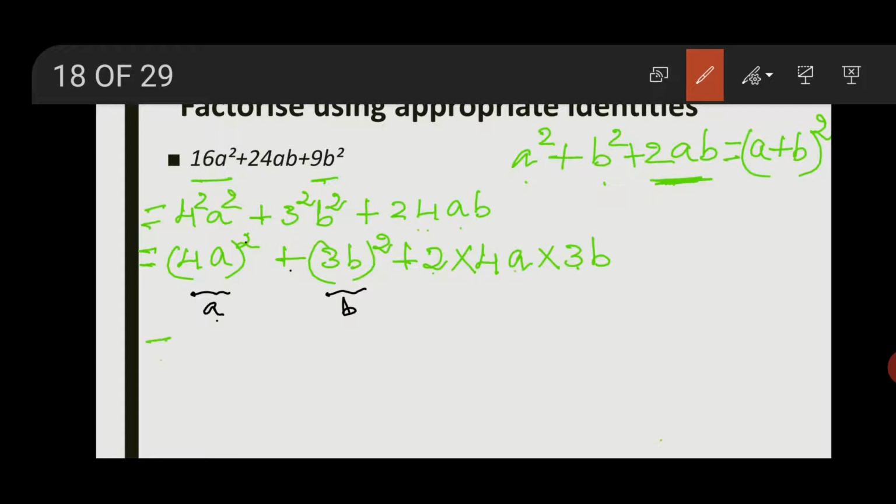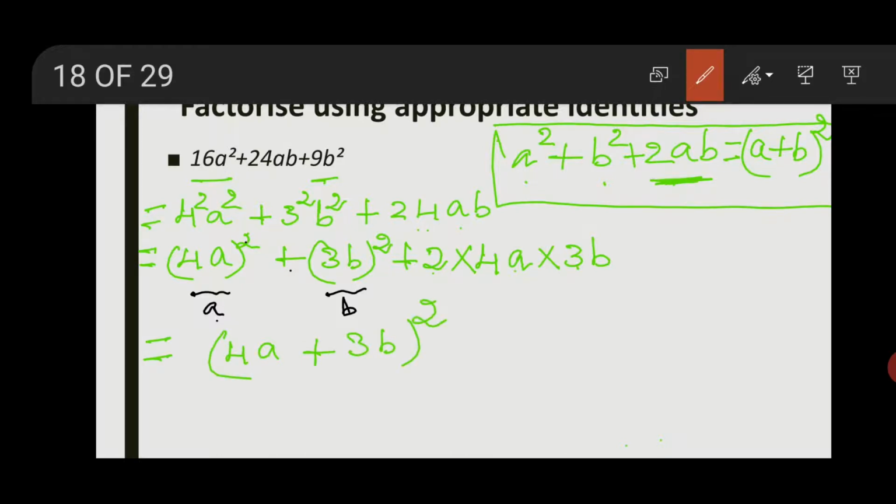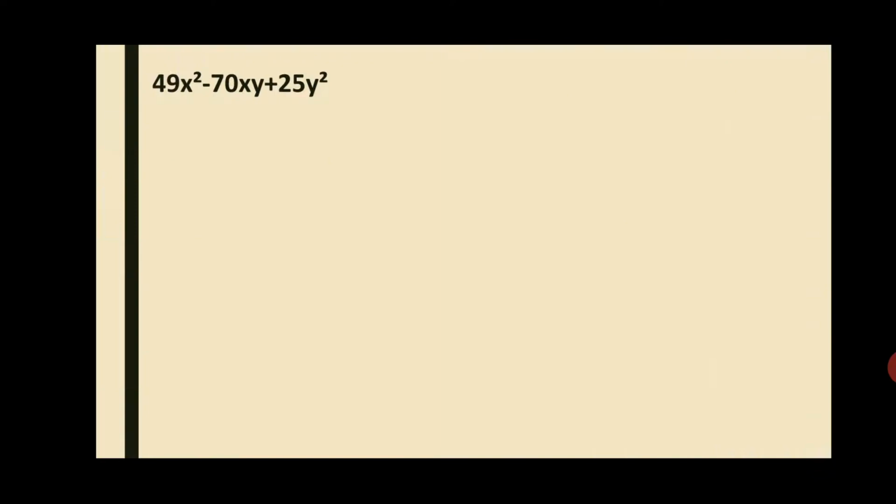So how can we write this? a square plus b square plus 2ab is equal to (a plus b) whole square. Here the value of a is 4a and the value of b is 3b. So it is (4a plus 3b) whole square. In this way we can factorize the given polynomial. Next, let us move to one more exercise problem.